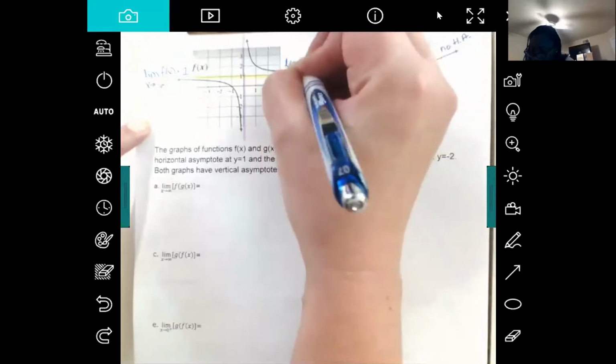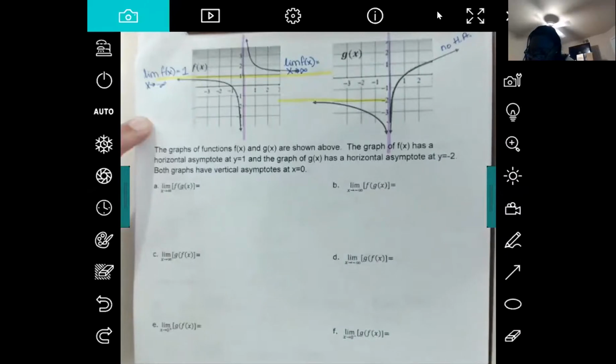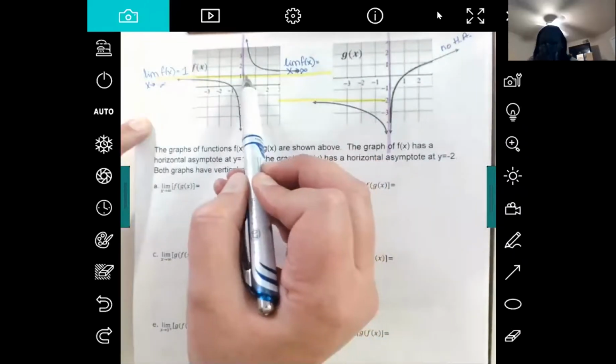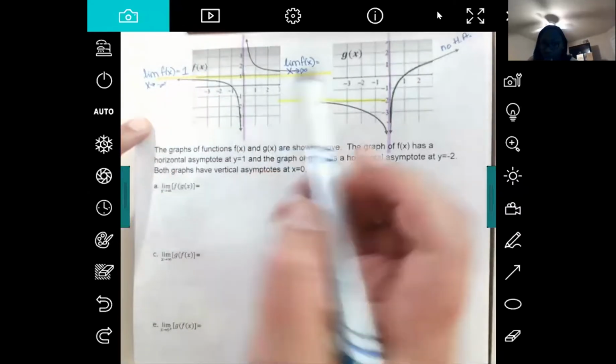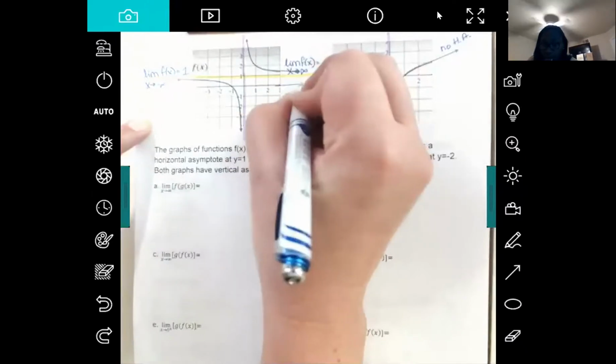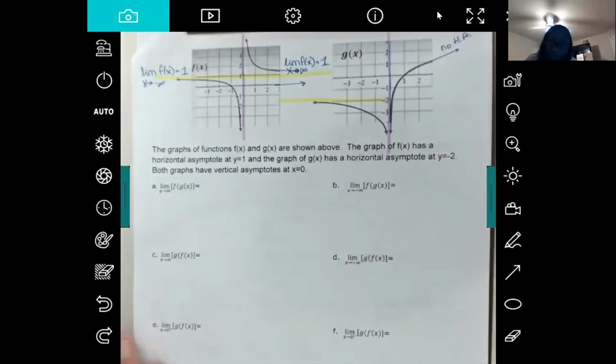As x goes to infinity, what are my y values going towards? 0. Now this one, you have asymptotes on both sides. It's only approaching, this is still 0 way down here. So it's flattening off at 1. So that would be 1 on both sides.